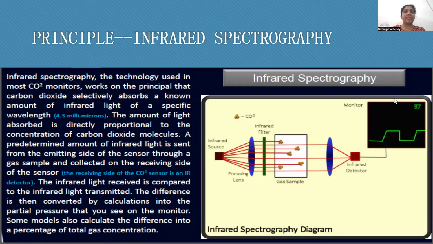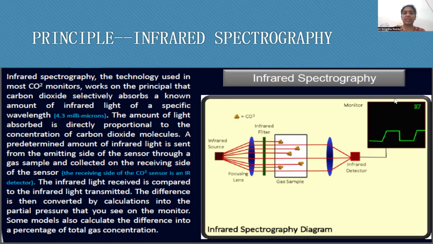Now, the principle behind capnography is infrared spectrography. The technology used is in most carbon dioxide monitors. It works on the principle that carbon dioxide selectively absorbs only a specific wavelength of infrared rays, which is 4.3 millimicrons. The amount of this light absorbed is directly proportional to the concentration of carbon dioxide molecules.